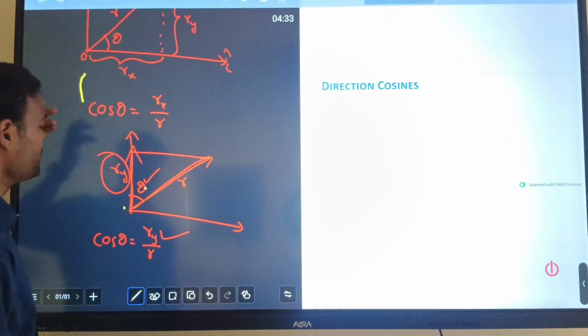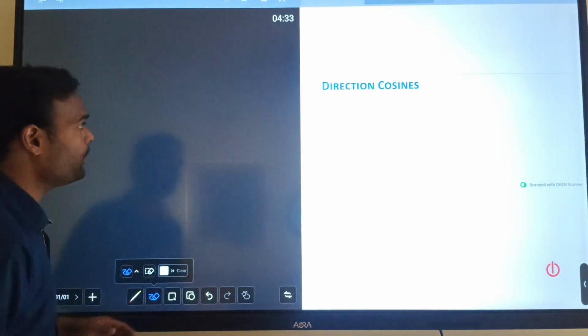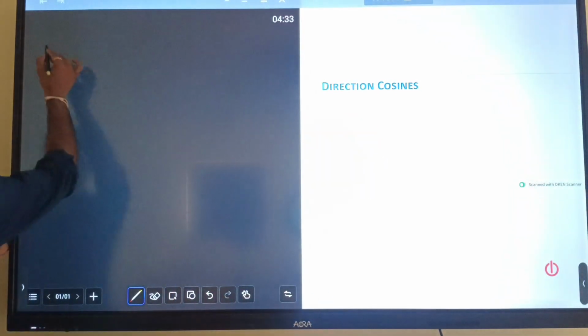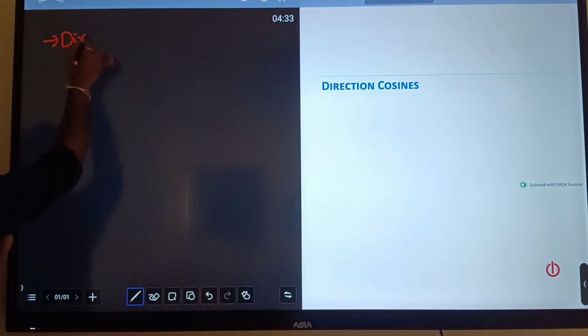Clear? Then next one is, now we are going to see direction cosines.